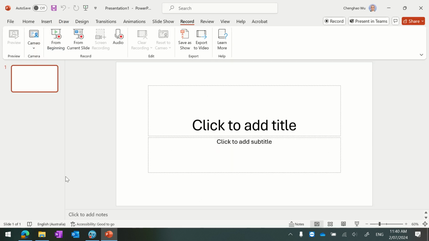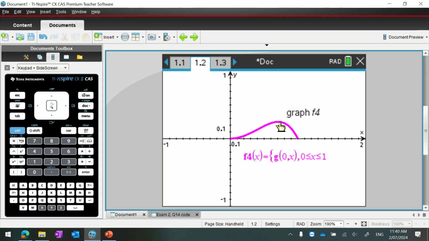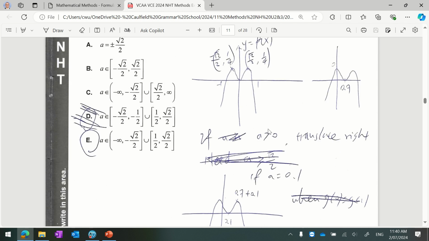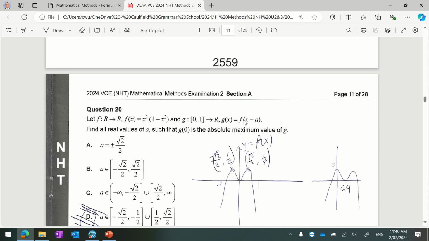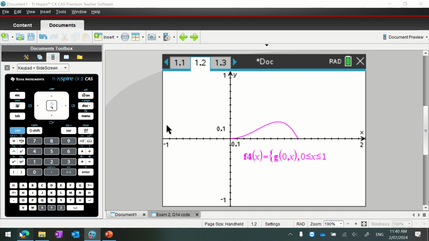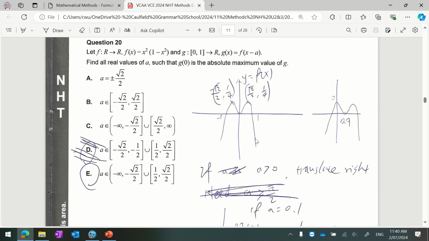Okay, so we know what the coordinates of that turning point are. Here's what we're going to do. We are now going to consider just positive a, because a is not 0 for sure. Otherwise g(0) is not the absolute maximum. We want g(0) to be the absolute maximum, which means when x equals 0, we want the maximum. But a is not 0, we know that. Now we check what happens if a is positive.